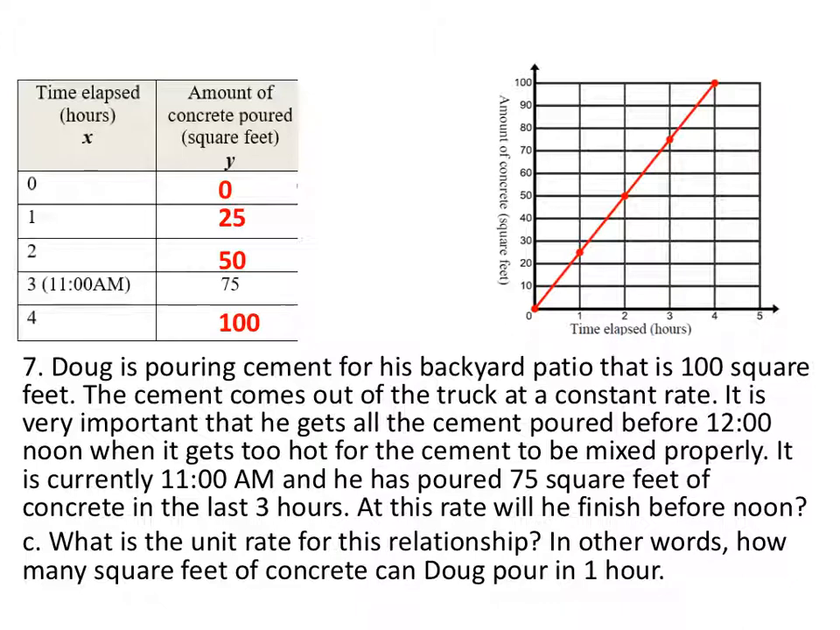What is the unit rate for this relationship? In other words, how many square feet of concrete can Doug pour in 1 hour? 30 seconds for this one. So this one would be 25 square feet of concrete for every 1 hour poured. Now you could show that as a fraction too if you wanted.